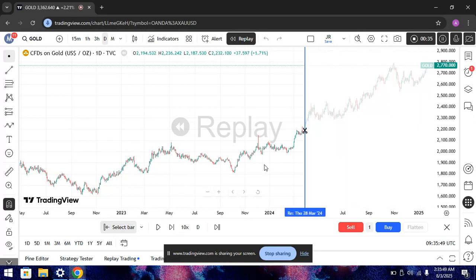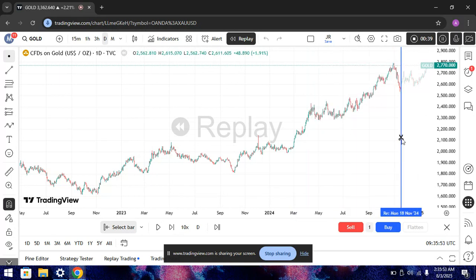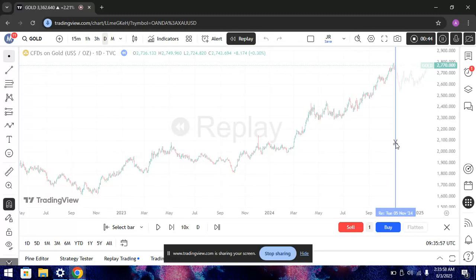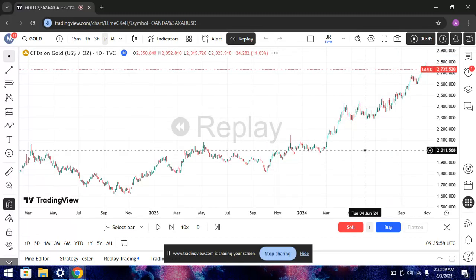As you can see, the order flow, or the market structure, for gold has been in an uptrend. So I'm just going to cut it from here. Why am I cutting it from here? I will show you why. Let me zoom in.